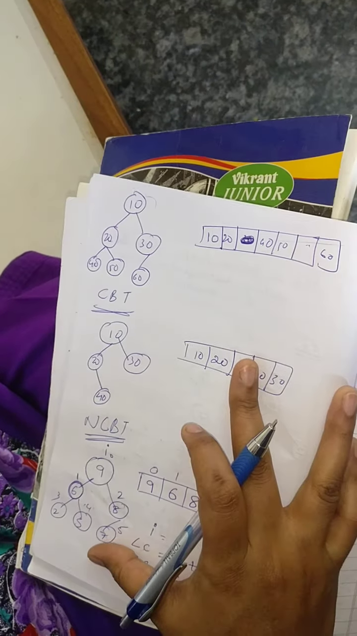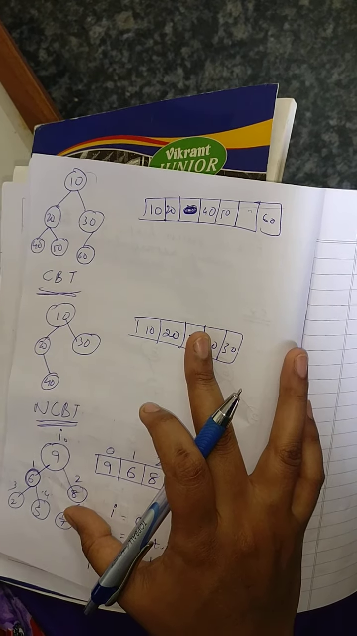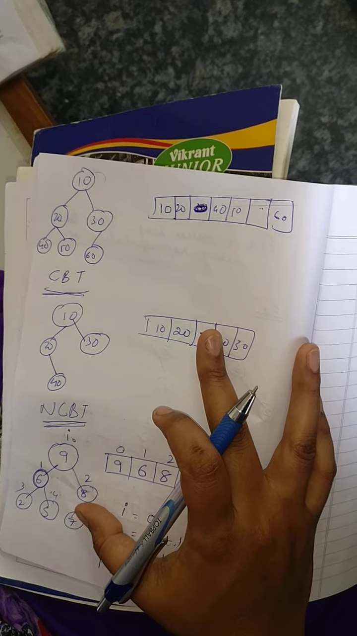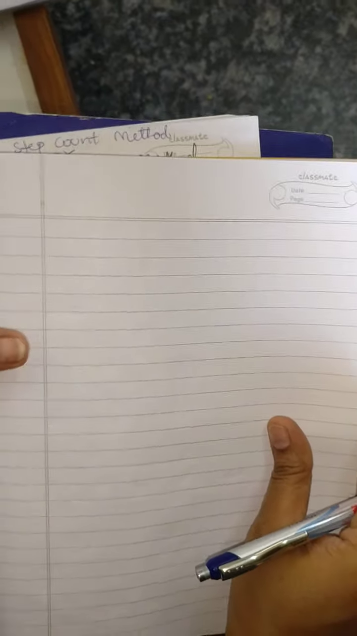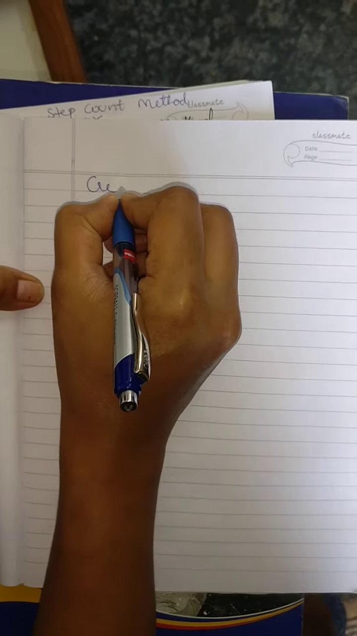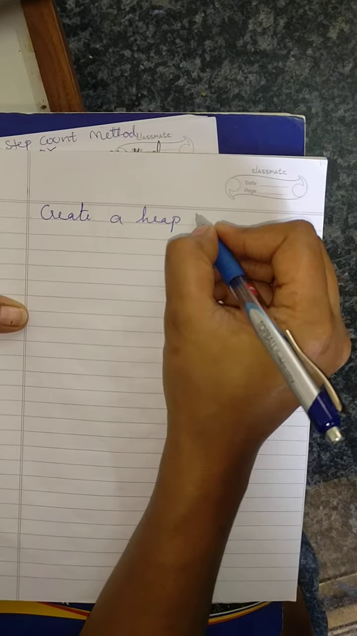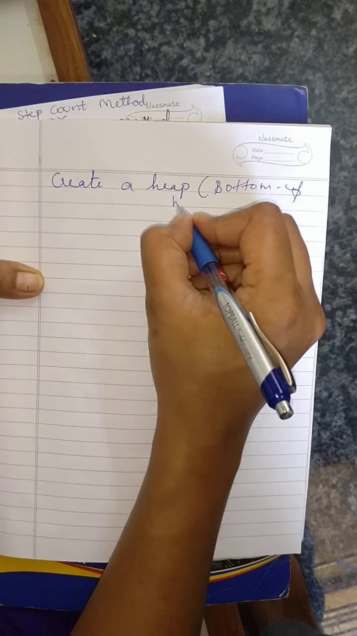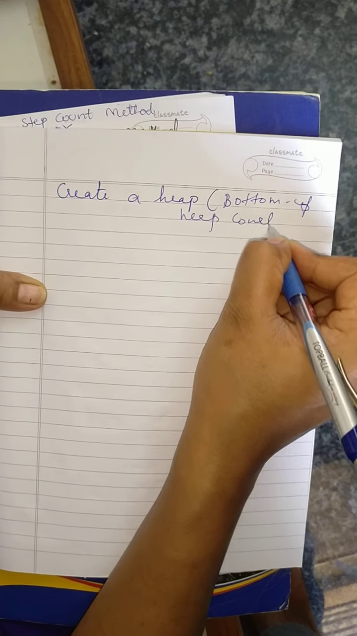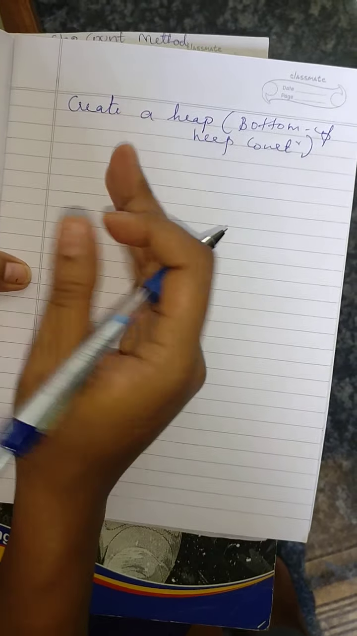Next topic is how to construct a heap. This is very important. They will ask you how to construct a heap, or they will ask you how to create a heap for the given elements. This is also called bottom-up heap construction. This is very important. Till now what you have learned is all basic. From here the actual syllabus starts. It is easy, but if you follow stepwise, it is very easy, I think.